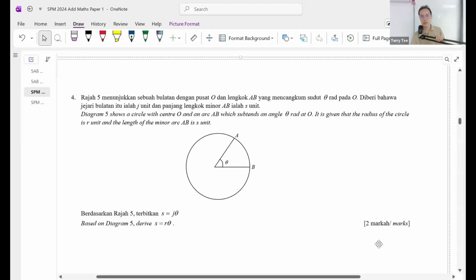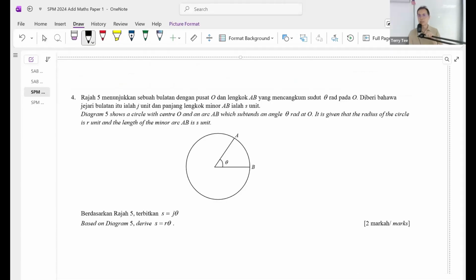Okay, the next question, we are going to derive the formula for length of arc S equals R theta. Actually, this is quite easy. It's a very easy derivation. But you got to remember your Form 2 maths, you learned this before. We call it arc length or length of arc.